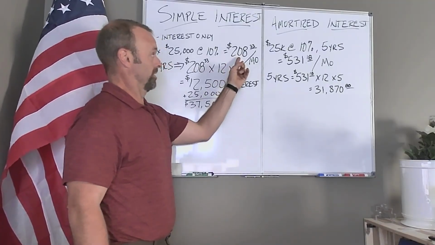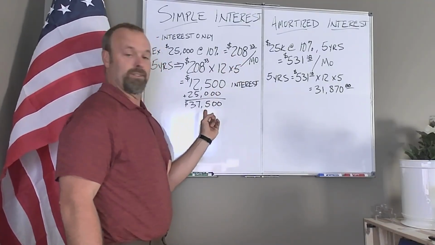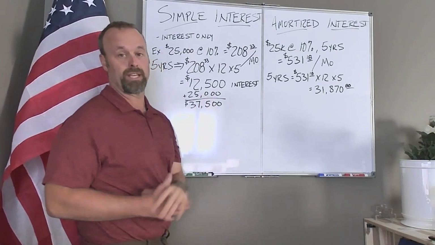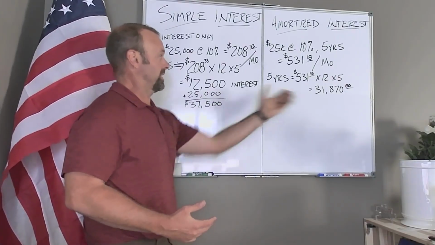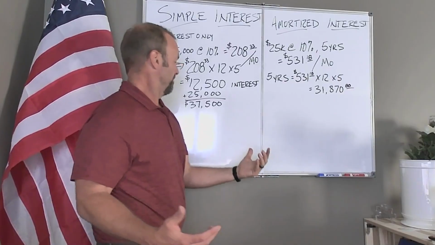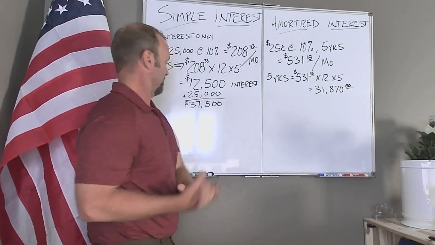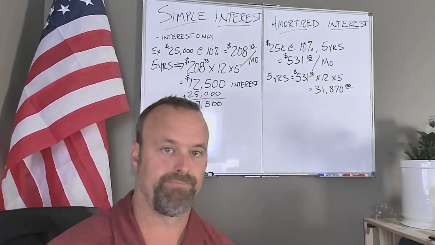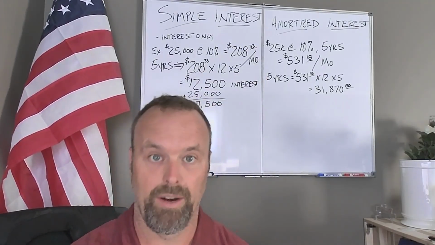So it's a little bit less, but at the end, you get $37,500, because they have to pay you the principal back as well. So you can see that in this $25,000 example, there's a difference of about $6,000-ish. So imagine if that was $250,000 or whatever else it is.